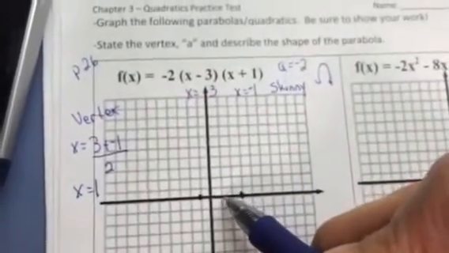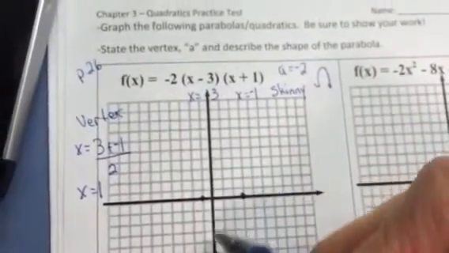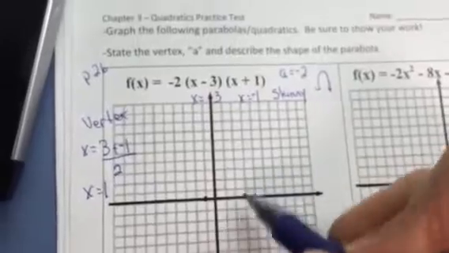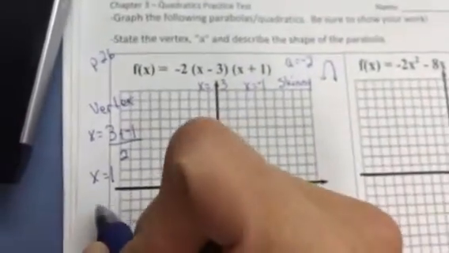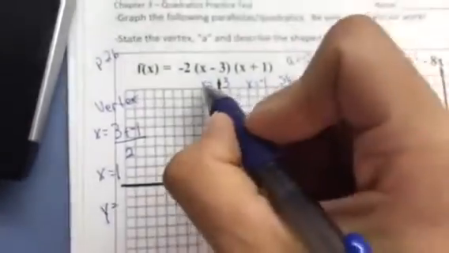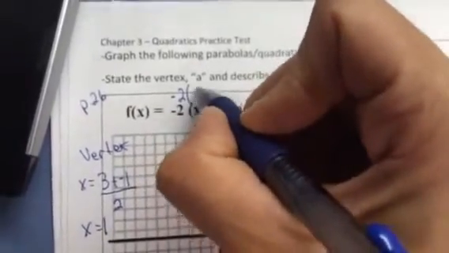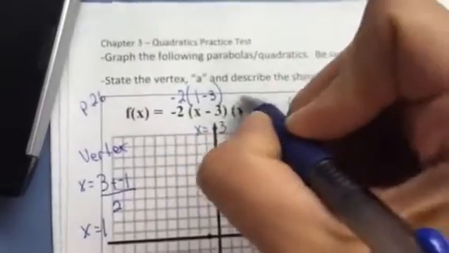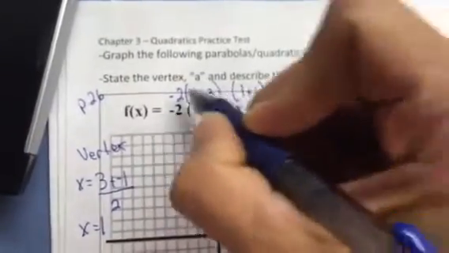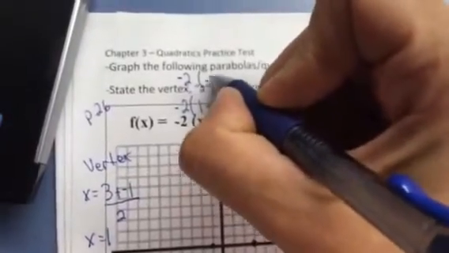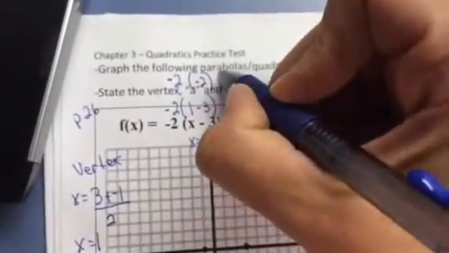So my vertex is here, and then I know it's going to be up here because when I draw this, it's got to be upside down. So to find the y-coordinate, I'm just going to plug this x back in. So this is all I'm doing. Here's the -2. I'm putting 1 minus 3 and 1 plus 1. Moving up here, that's just -2. 1 minus 3 is -2. And then 1 plus 1 is 2.